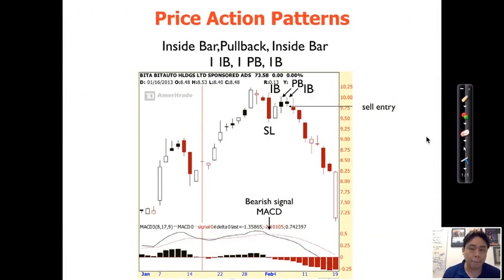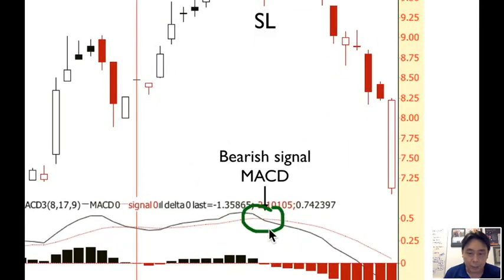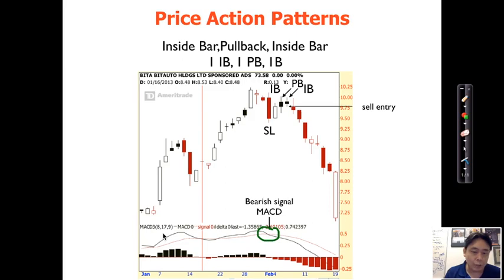Okay, so let's look at Beta, where this pattern emerged. All right, so there we have it. We've got the MACD crossing below the signal line. Ideally the MACD should be 12, 26, and 9. So this is not the ideal setting. Use 12, 26, and 9. Right at the bearish signal, we've got our swing low candle. There we go, swing low candle.